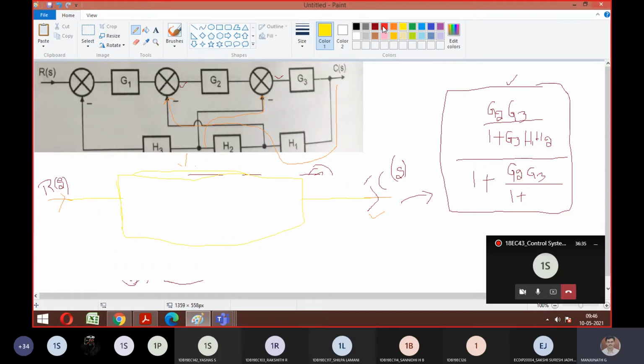Then the ultimate goal is to find the transfer function. So you should write T of S is equal to output by input, so C of S by R of S. This answer, what you got inside this box, the simplified answer, should be written here. Simplify and tell me what the answer is, guys.